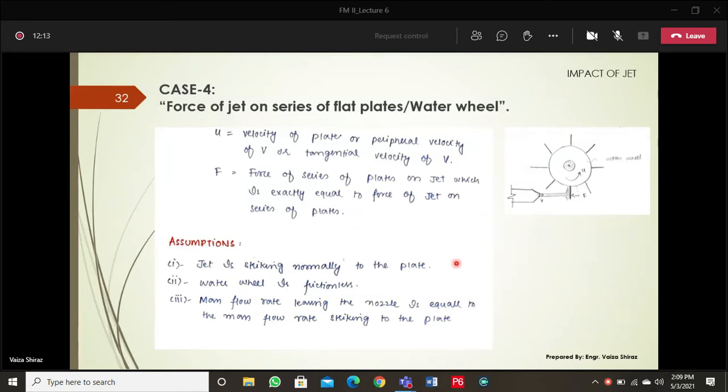Now, these assumptions are very important because it is getting a little complex as compared to your other cases, because you are having more than one plate and they are also moving. So, जिस तरह हम आगे move करते जा रहे हैं, your cases will become slightly complex, and to derive the equations you need to make some assumptions so that you can derive the equations easily. Okay? So the first assumption is that your jet is striking normally to the plate.